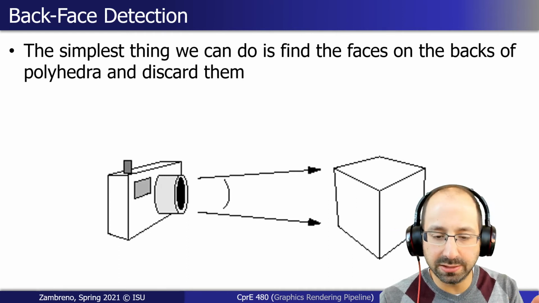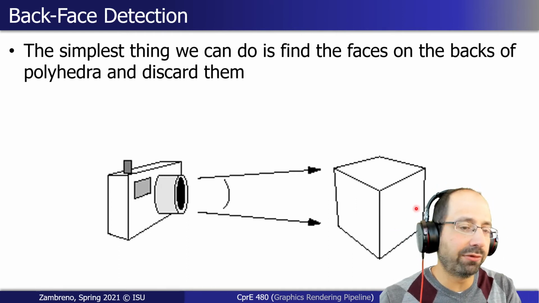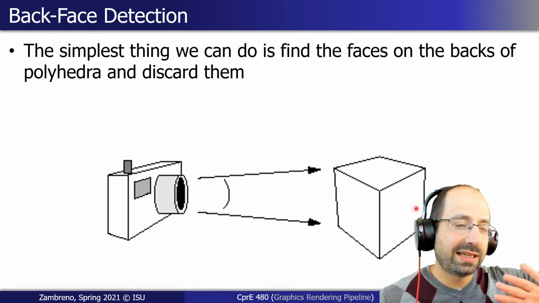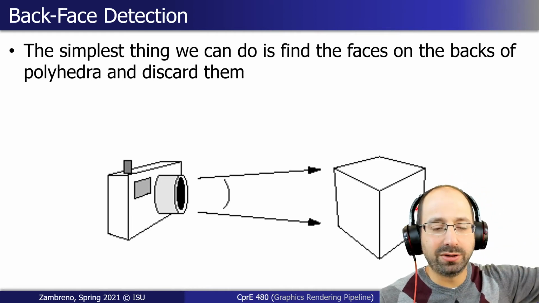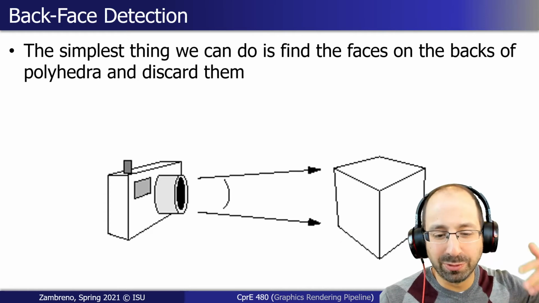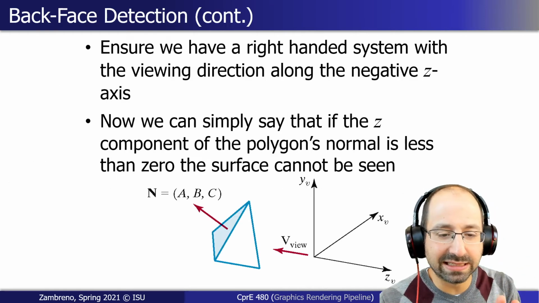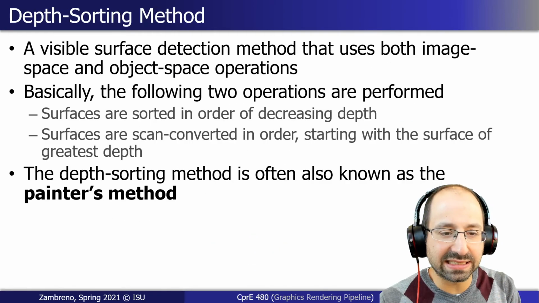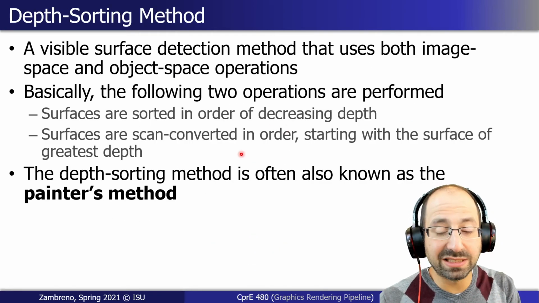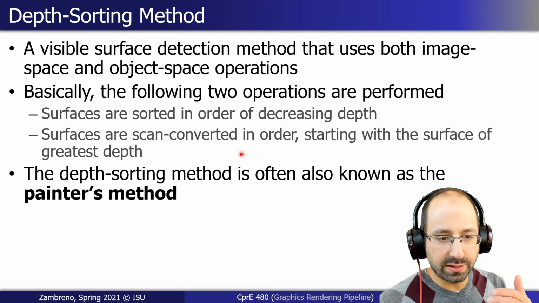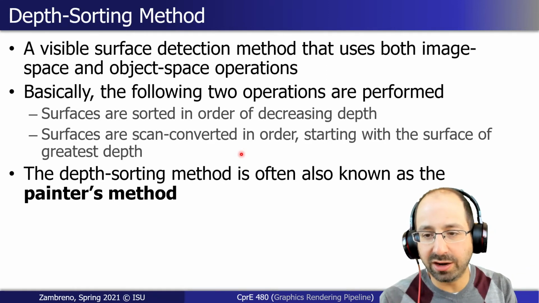But just one optimization is just to get rid of things that are on the back of our three-dimensional objects, because if it's on the back, it should be occluded by what's in front, and so we can just get rid of those entirely. I'm going to drop that for now because I think it's not misleading, it's just not as important as getting to the image space methods, at least for now. So the depth sorting method or the painter's method I already just kind of mentioned.